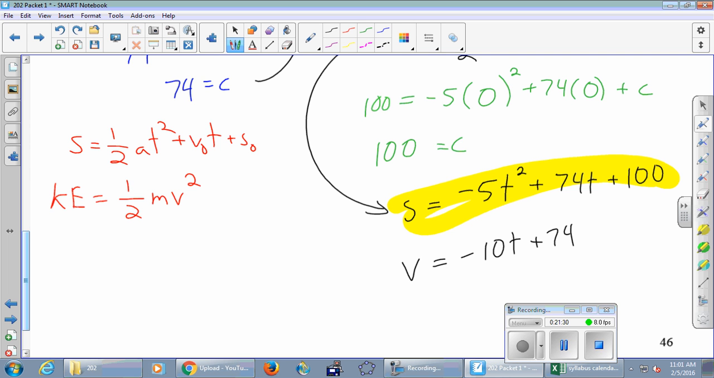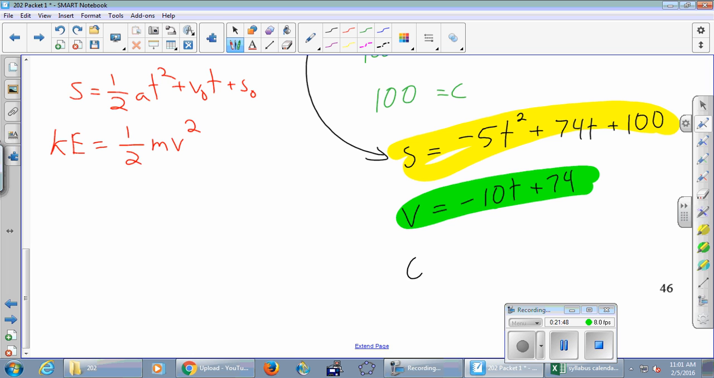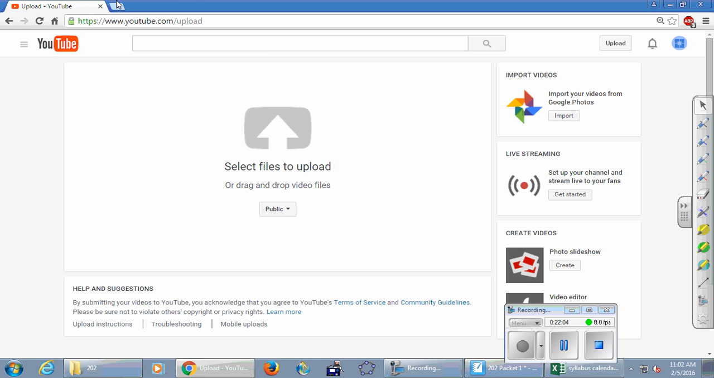It says we want to know how fast the object is going when it hits the ground. So let's figure out the when it hits the ground part first. When it hits the ground, do you know something about the velocity or about the position? Position, it is 0. So that's the first step. So in the yellow equation, change the s to 0, copy everything else. How would you solve that equation? Quadratic formula, right? And maybe it factors, but probably it doesn't.